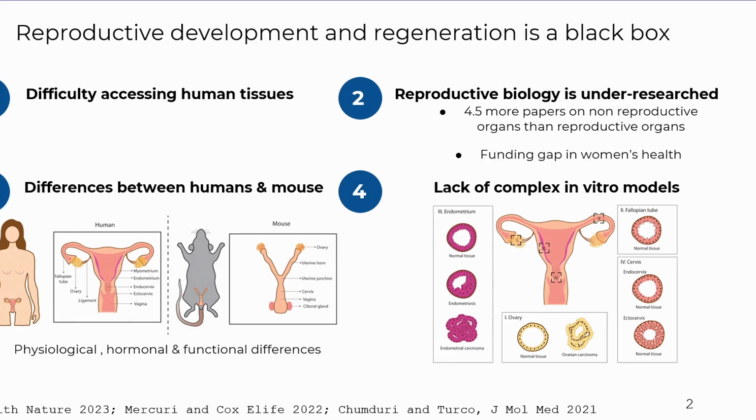Also, there are huge differences between humans and mice, including physiology of the system, the hormones, and functional differences, and this makes it difficult to translate information from mouse to humans. And then there is still a lack of complex in vitro models that really recapitulate the complexity of this system. There are more and more systems emerging, like organoids, which are epithelial, and also co-cultures with stromal cells, but this complexity has still not been developed in a dish. So there is a long way towards this.